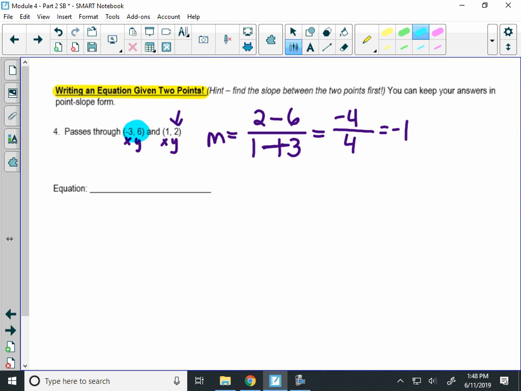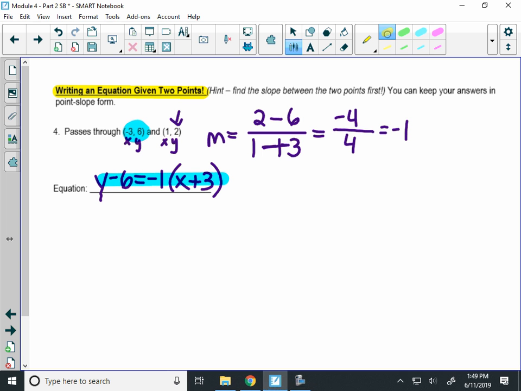Now, it does not matter which point you use. I'm going to use the first one to write my equation. I'll show you the other one though. So when I write that first equation, I'll have y. I'm going to take the opposite of 6 to be -6 equals my slope times x, the opposite of -3. And that's the first one, if I use the first point.